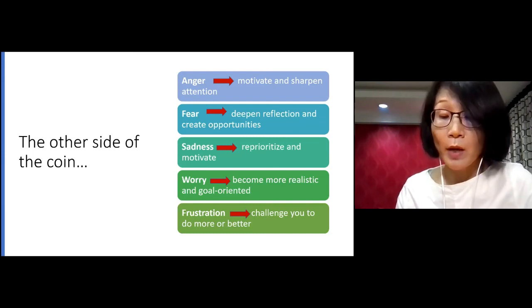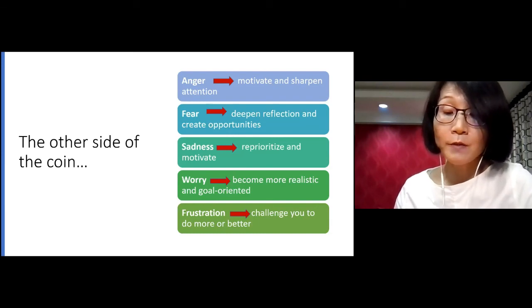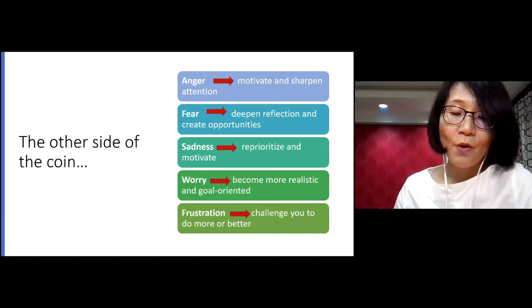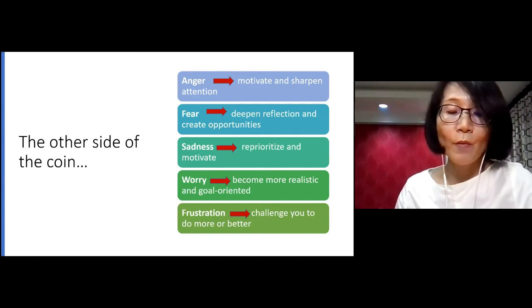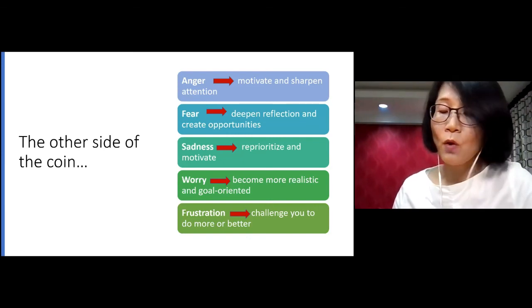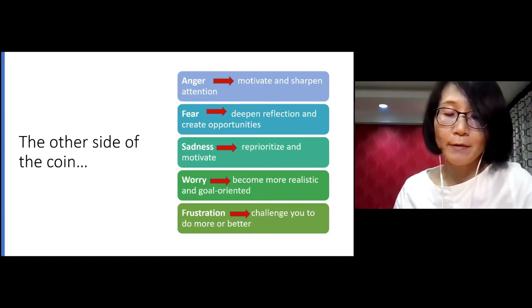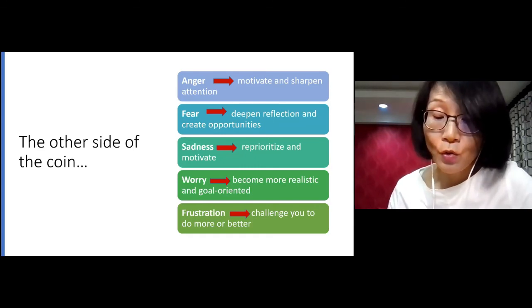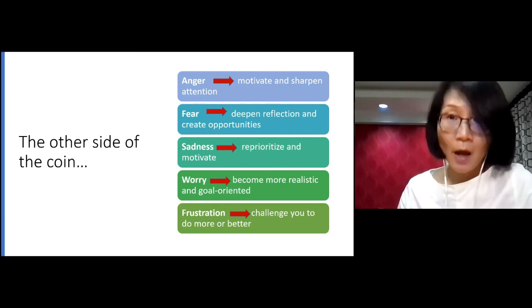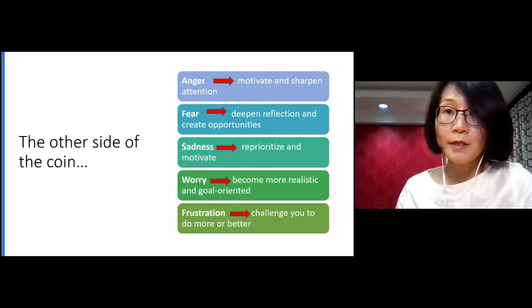Worry could make us procrastinate and get in the way of accomplishing goals, or it could help us fine-tune our plans, adjust our expectations, and become more realistic and goal-oriented. Frustration could hinder our progress, or it could challenge us to do more or better. Anger is a normal human emotion, and we all experience it at some point in our life. Remember, when it is controlled and managed, it can be a source of good for ourselves, our loved ones, our community, and our world.